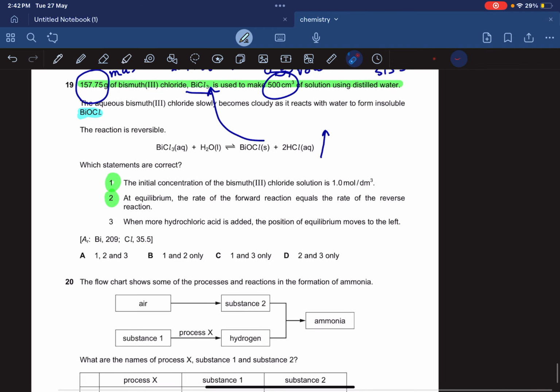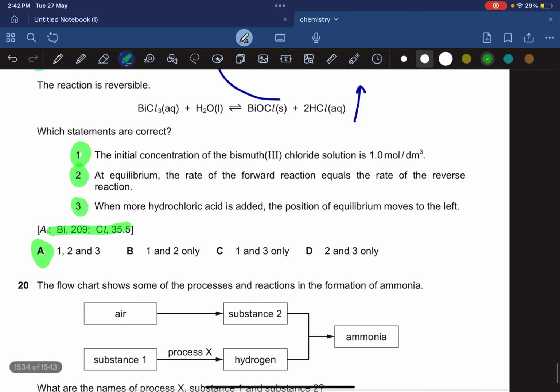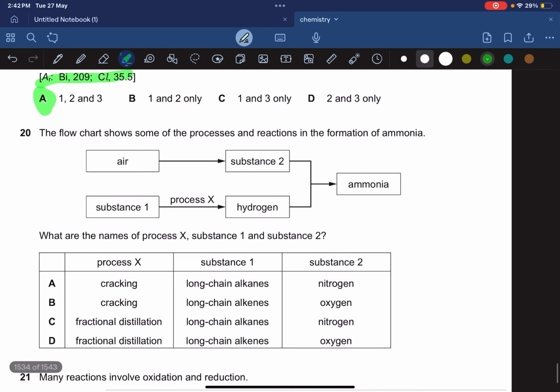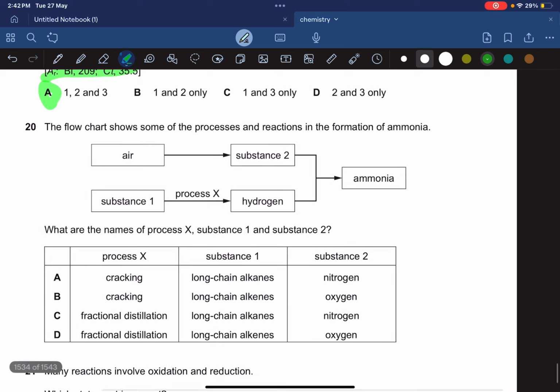So this is going to be correct, that when HCl acid is added, the position of the equilibrium moves to the left, and this is all correct. And we just didn't look below, we were given the ARs, but it's good we checked out from the periodic table. Moving on to question 20, which says the flow chart shows some of the processes and the reactions in the formation of ammonia.